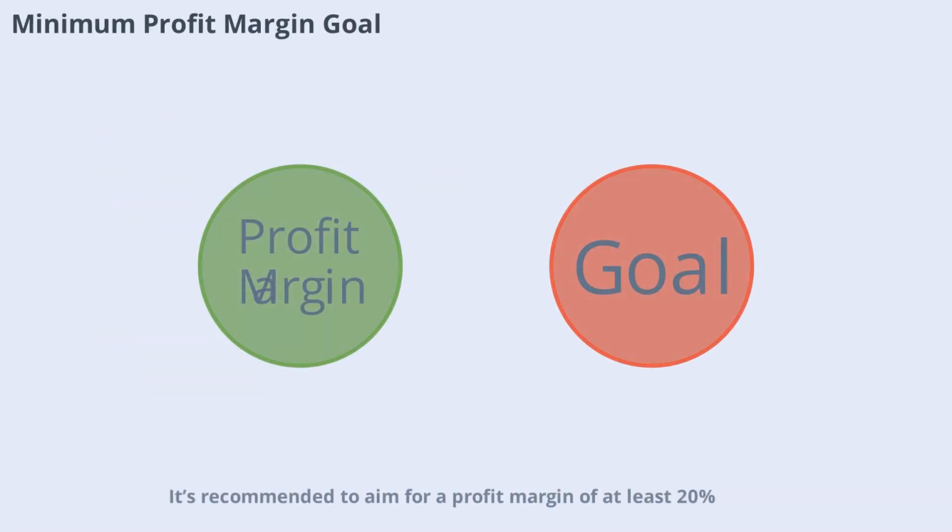It's recommended to aim for a profit margin of at least 20%. This ensures your business remains sustainable and profitable even if costs fluctuate. If your calculated margin is below 20%, consider adjusting your selling price or finding ways to reduce costs. Remember, a higher margin gives you more flexibility to invest in advertising or handle unexpected expenses.